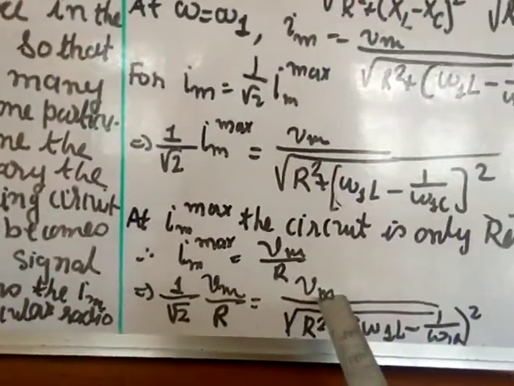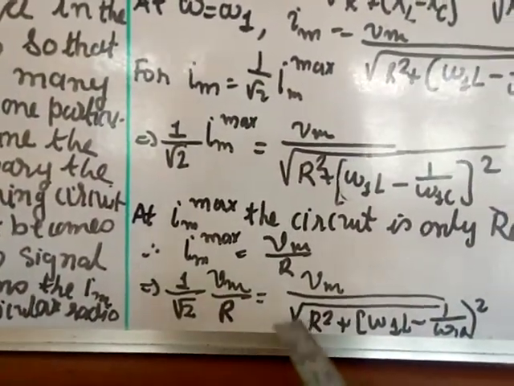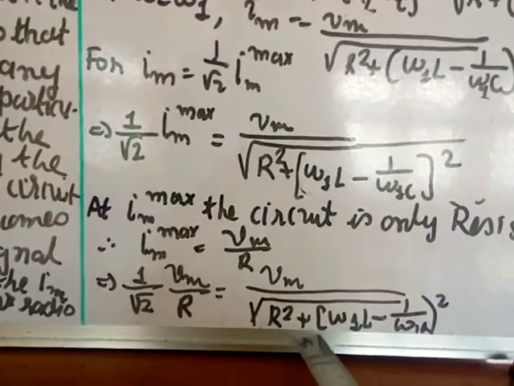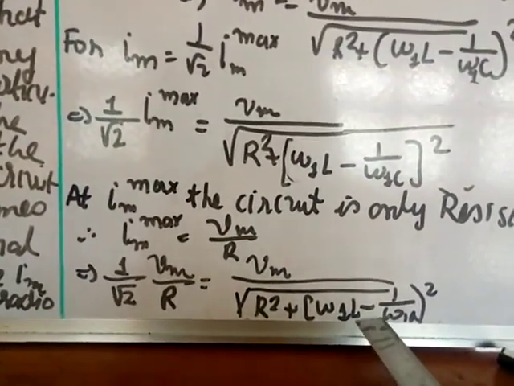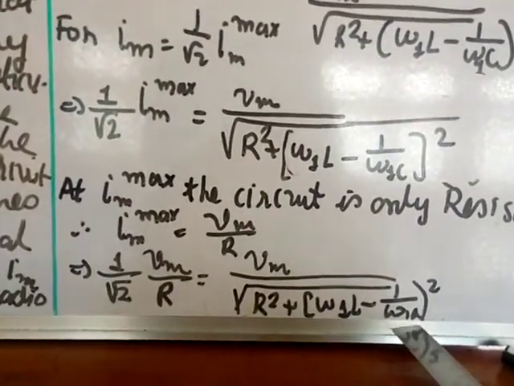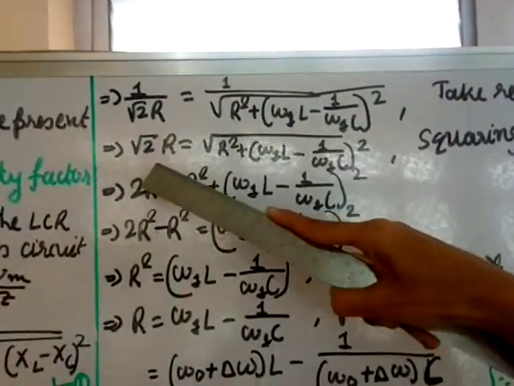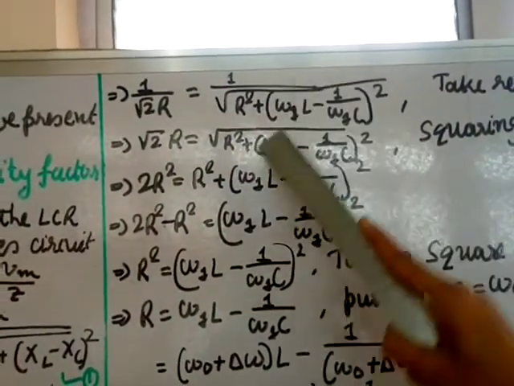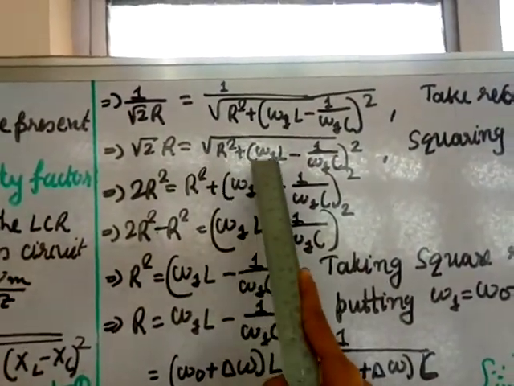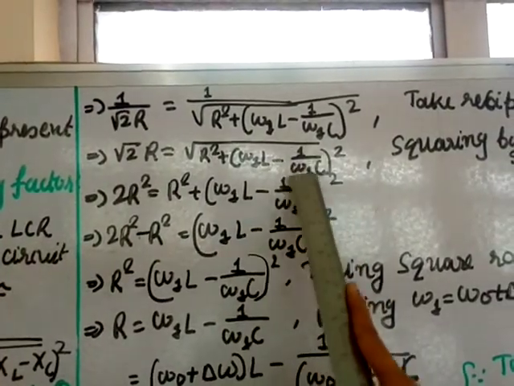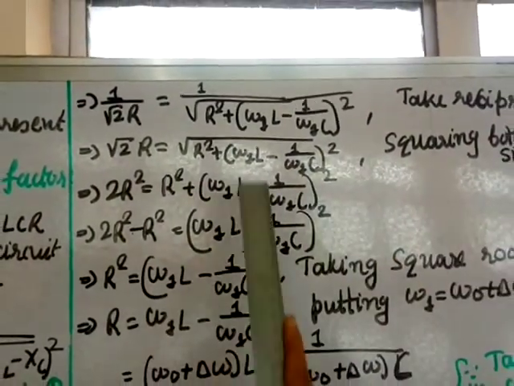So Vm cut, 1 by root 2 R equal to 1 by square root of R square plus omega 1 L minus 1 upon omega 1 C whole square. Okay, so this is what I have written. Now take the reciprocal here, so root 2 R will go to the numerator, and under the square root R square plus omega 1 L minus 1 upon omega 1 C square. Squaring both the sides.